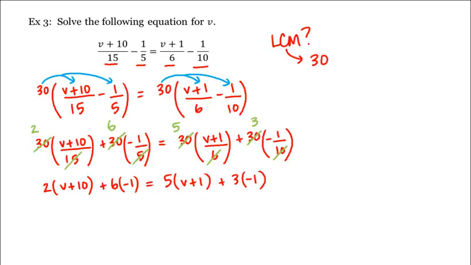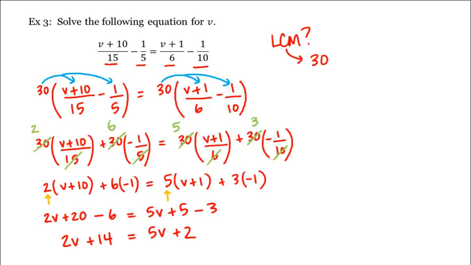And now let's distribute the 2 and the 5 through, which gives us 2 times v plus 20, and then we have minus 6 is equal to 5 times v plus 5, and then minus 3. And now combining like terms, we have 2v, and then 20 minus 6 is 14, is equal to 5v, and 5 minus 3 is 2.